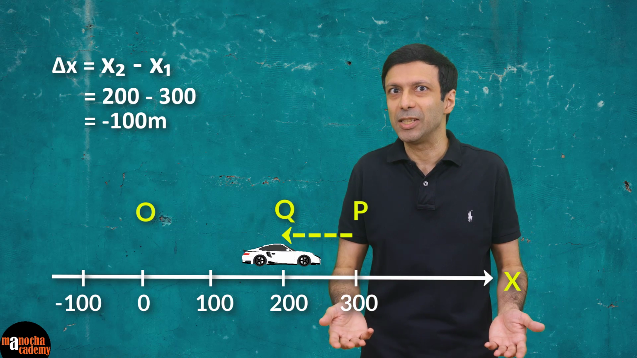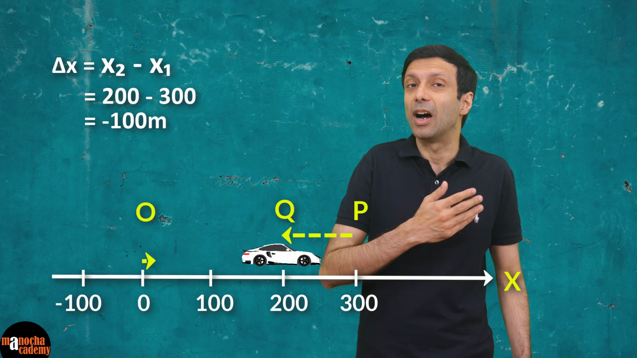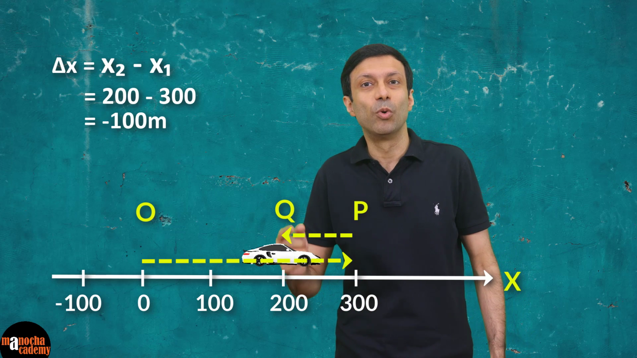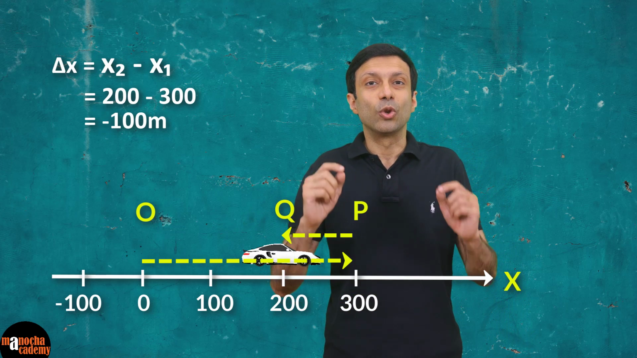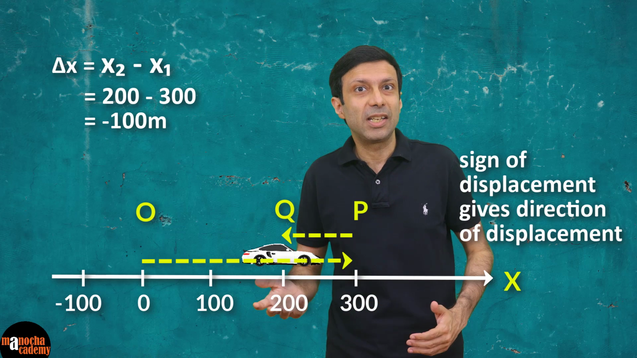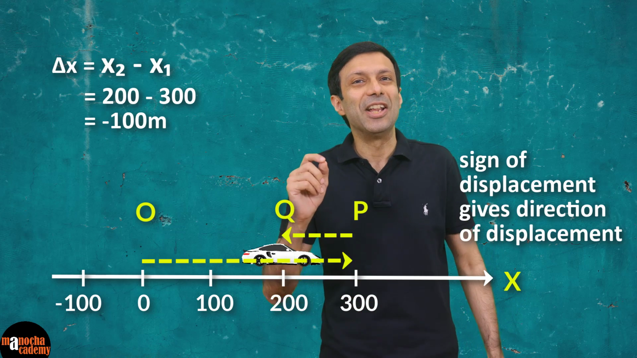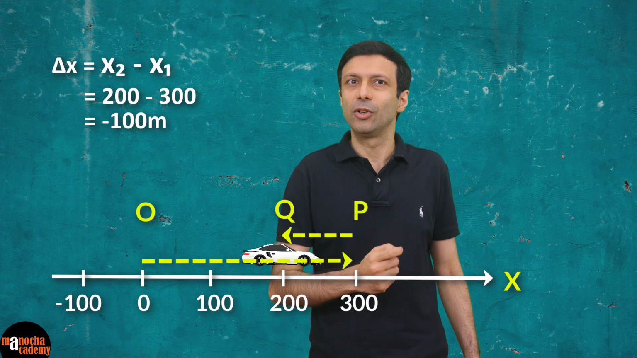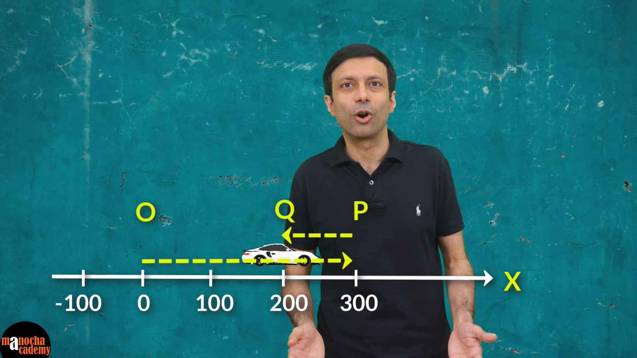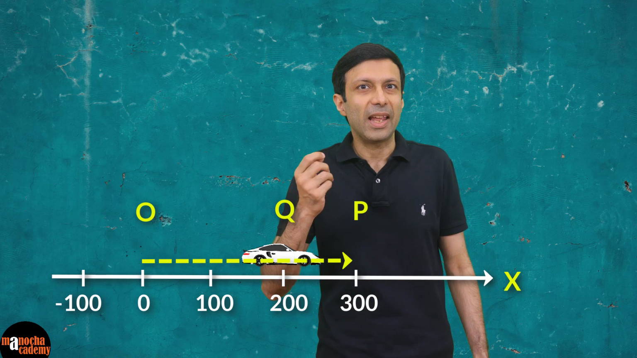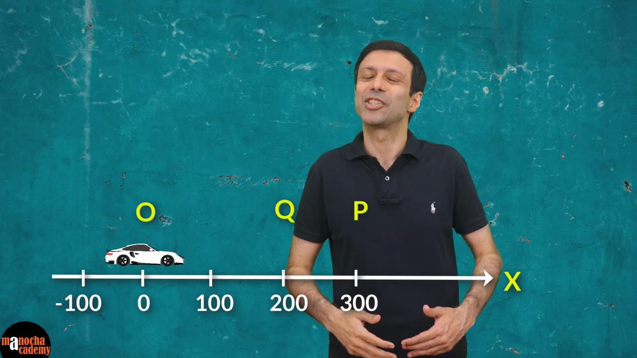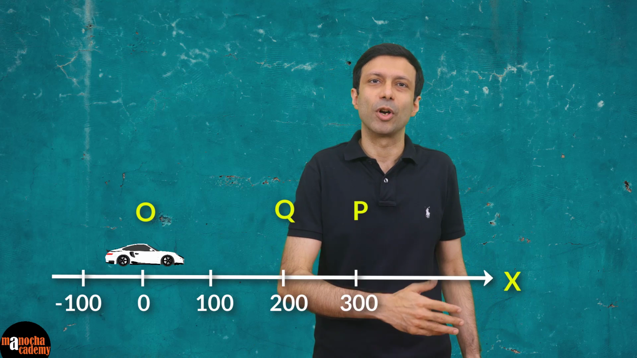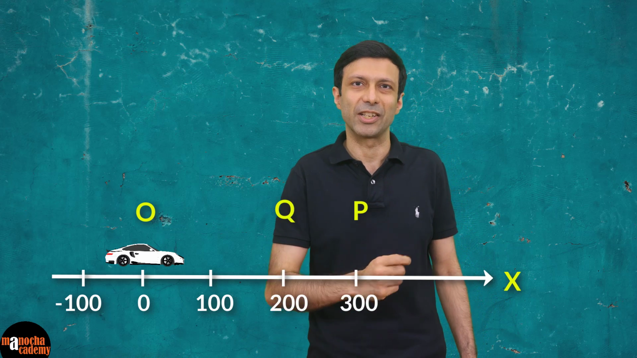A positive displacement indicates that the object is moving along the positive x-axis, and a negative displacement indicates that the object is moving along the negative x-axis. So the sign of the displacement, positive or negative, gives us the direction of displacement. For motion in a straight line, we don't need a vector notation since the movement is only along the x-axis. So the x value and the sign is enough to describe the displacement. We don't have to say north, south or anything like that. Just the positive and negative value tells us the direction.